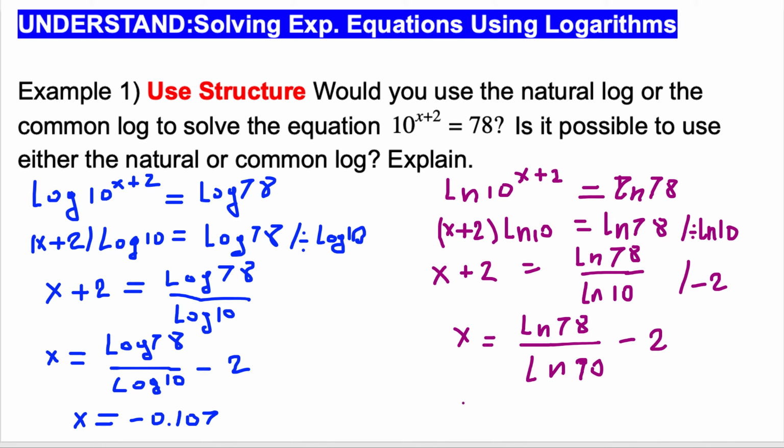When you calculate this in a calculator, I'm not going to use a calculator, you're going to get the same value, minus 0.107. So you can verify these results in a calculator, and as you see, the value is the same and the process is the same. So I would say either method works. Whichever you feel more comfortable with, you can solve it with a natural log or a common log, it doesn't make any difference.